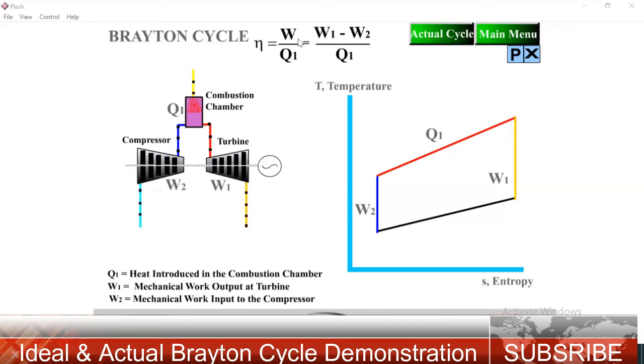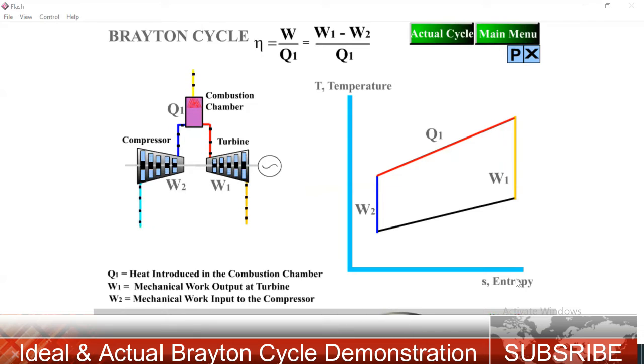In the Brayton cycle, efficiency is the overall work done divided by the heat introduced to the combustion chamber. Overall work done is equal to the mechanical output at the turbine, W1, minus W2, the mechanical work input to the compressor by the shaft, which is coupled to the turbine and generator.